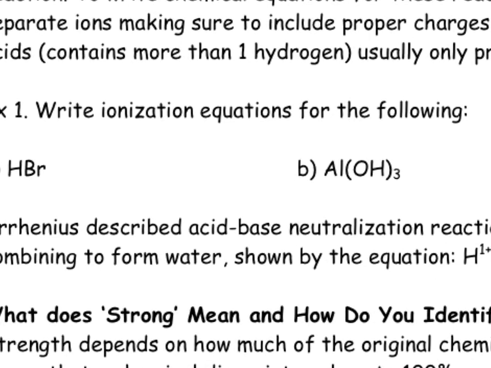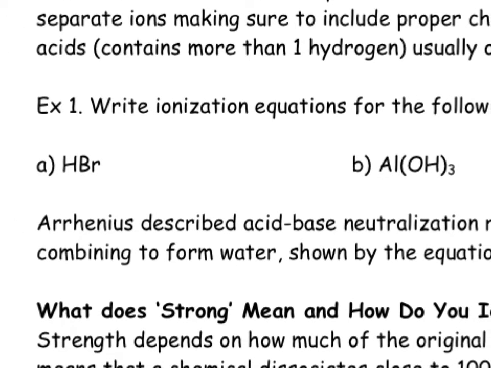Let's look at some examples. If I'm going to write an ionization equation for HBr, I need to know whether it's an acid or a base. HBr is an acid because H is listed first in the formula. This will fall apart and make H pluses, as per the Arrhenius definition. The second piece will be what's remaining. If HBr loses an H1 plus, it will become a Br with a 1 minus.